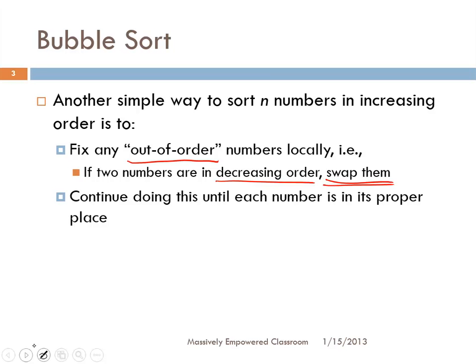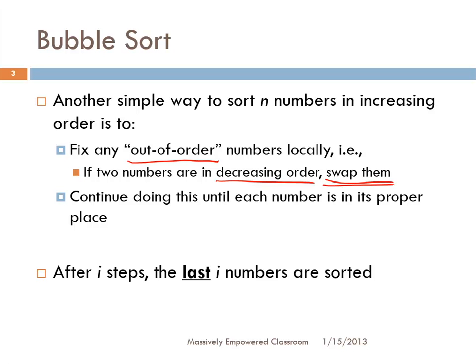Right? In bubble sort, after i steps, the last i numbers will be sorted. In selection sort, the first i numbers were sorted. Here the last i numbers are sorted. So what happens is the largest element bubbles up to the last position in the array. Then the second largest element bubbles up to the second last position in the array, and so on.